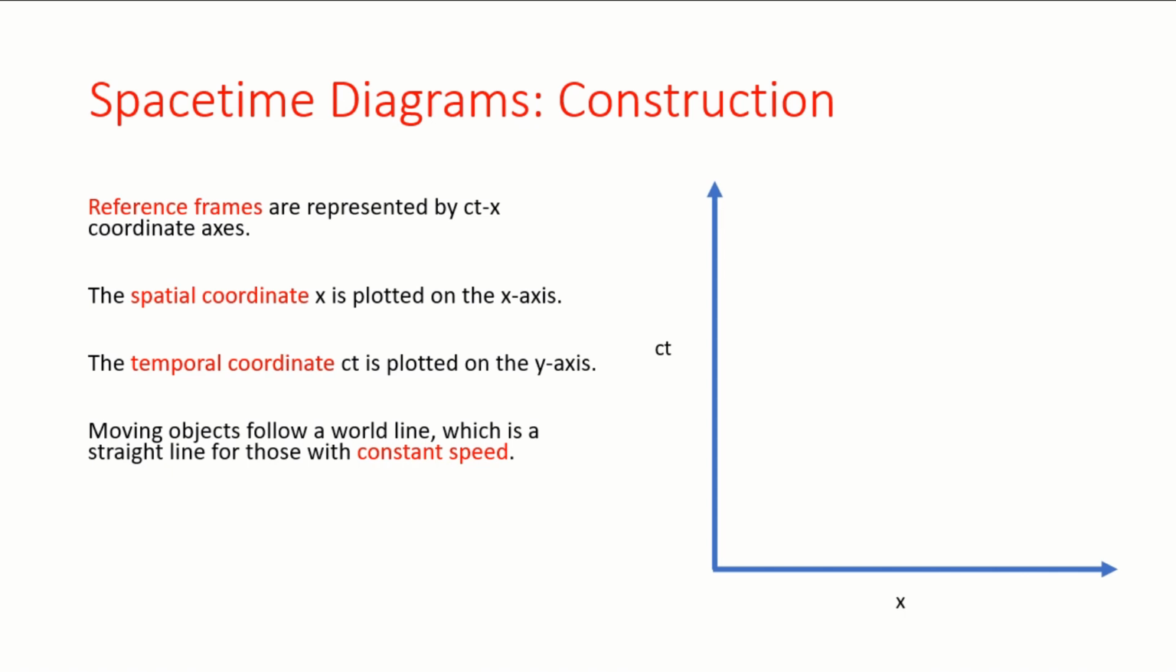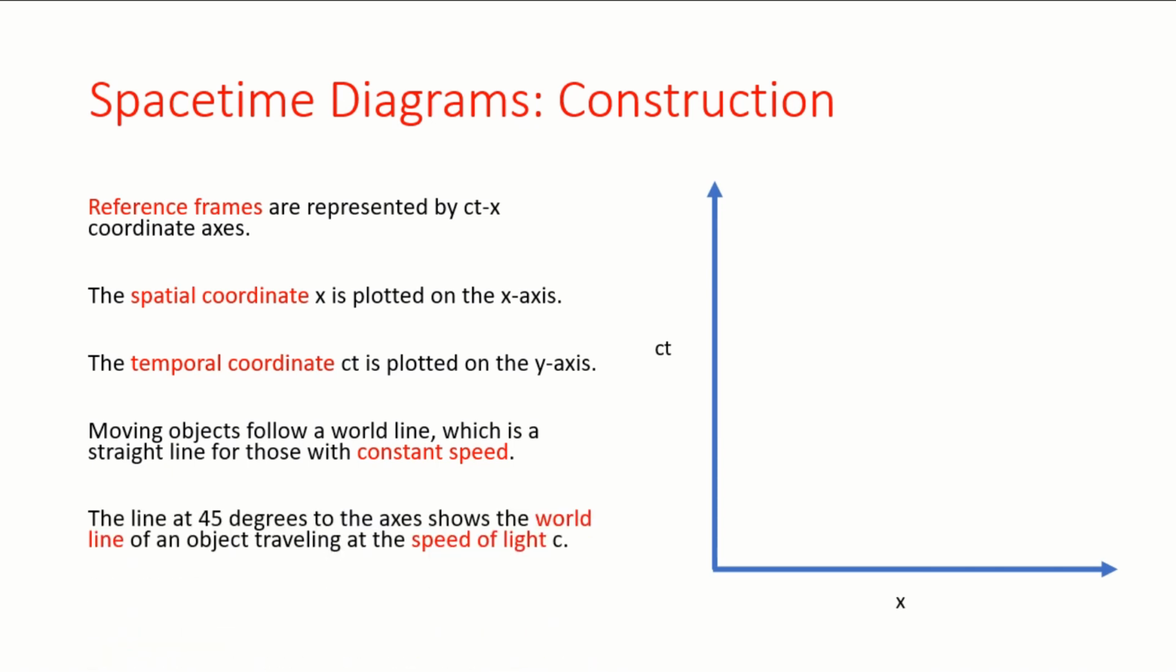Now, one particular world line that you need to get used to drawing is a line at 45 degrees. This shows the world line of an object traveling at the speed of light, c. So this green line you can see there is the world line of light. And what that basically tells me is if my light started at position x equals 0, time 0, then it's going to follow that trajectory that you can see on the screen. So that's basically how we construct our space-time diagrams.